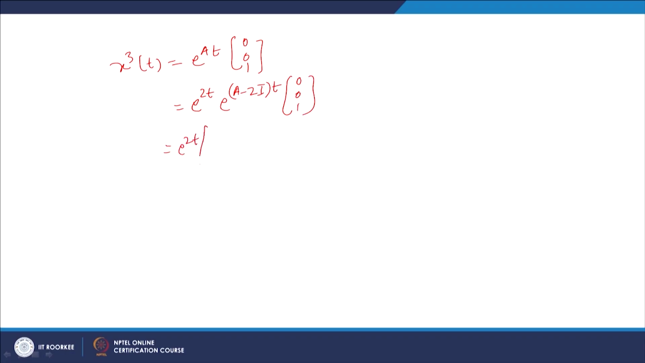and for this we then find the third solution, x3(t) equal to e to the power At into b. So, we get, with b as 0 0 1, we write it as e to the power 2t e to the power (A minus 2I)t times 0 0 1, and then we write e to the power 2t [I plus (A minus 2I) t plus (A minus 2I) whole square upon 2 factorial into t square]. Other terms will vanish operating on 0 0 1.